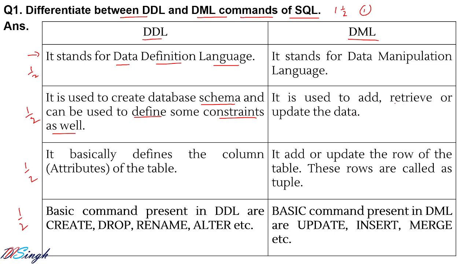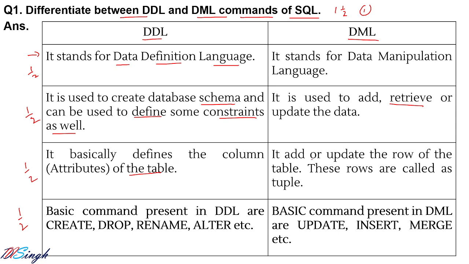So what do we mean by retrieve? Get data back. So DML commands are used for adding data, displaying data, updating data and deleting data. DDL basically defines the column attributes of the table. Okay, so here you are defining the table name, column name, database name, or modifying the column name, adding a data type, removing a data type. All these things can be done through DDL commands.